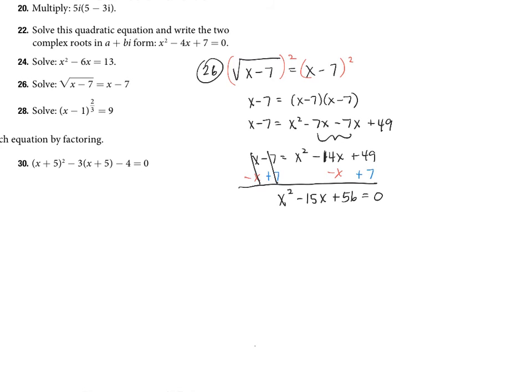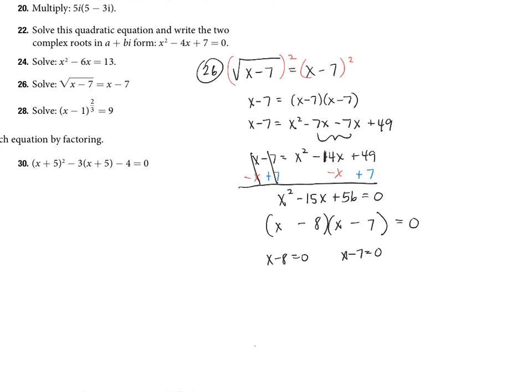So we have this quadratic equation. I think we can factor it, so let's try to do that. We need it to multiply to get 56 and add to get negative 15. So we should be able to use 8 and 7, both negatives. Negative 8 times negative 7 is positive 56, and negative 8 plus negative 7 is negative 15, so that should work. So now we have x minus 8 equals 0, or x minus 7 equals 0.